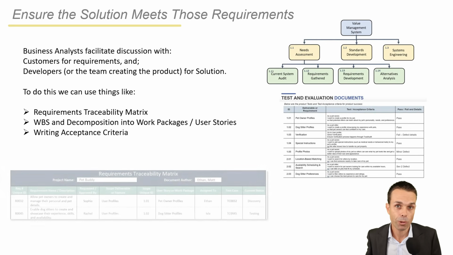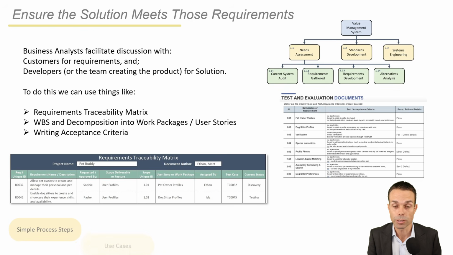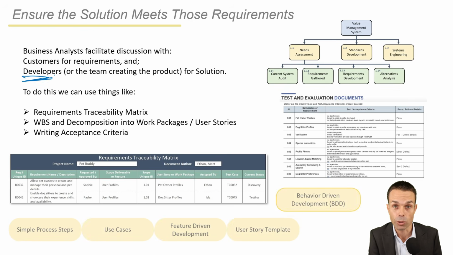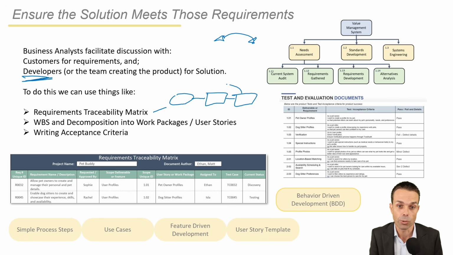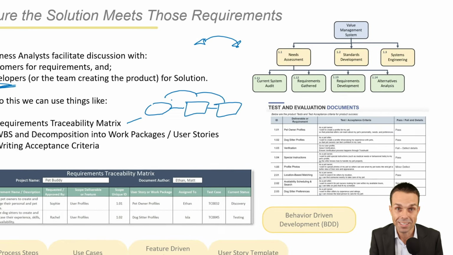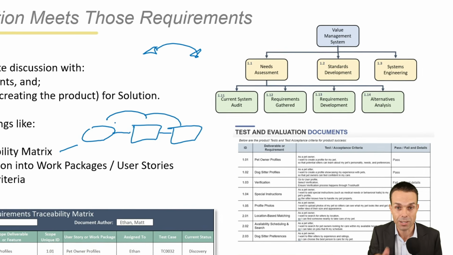And once we've done that, we want to work with our developers, for example, or the people delivering or creating the item, and we want to make sure that we've got a solution that is going to match the requirements from our customers or stakeholders. First of all, to do that, there are a few tools that we can use. Our requirements traceability matrix will trace the requirements to their scope or deliverable, to their test case as well. So we know that it's been tested and checked and that our scope does match the requirement.